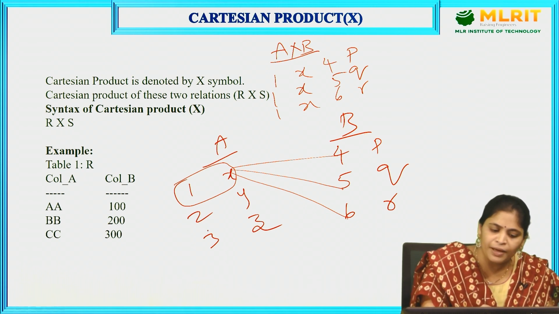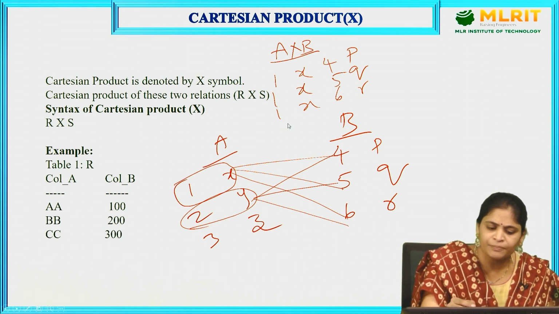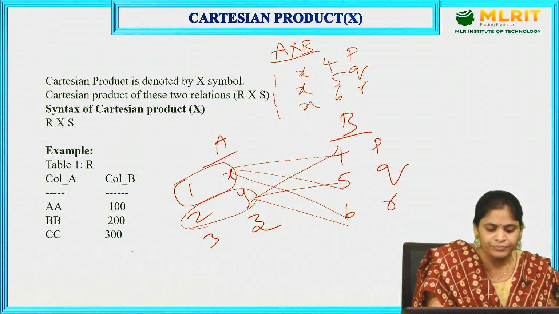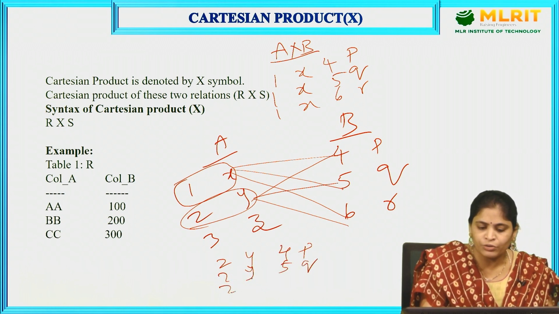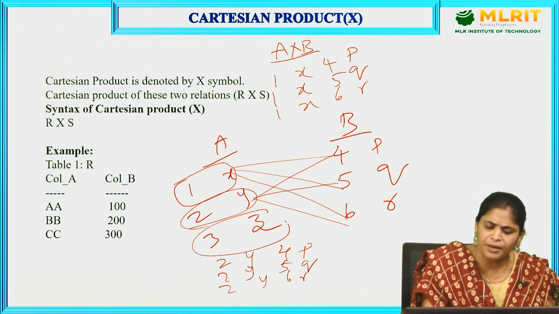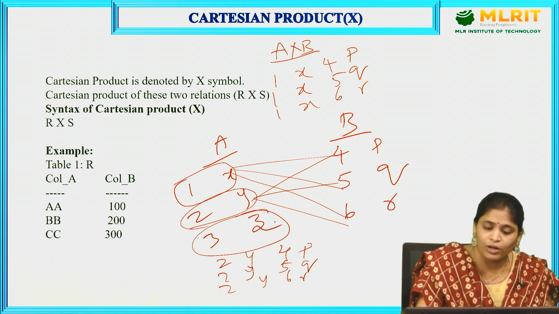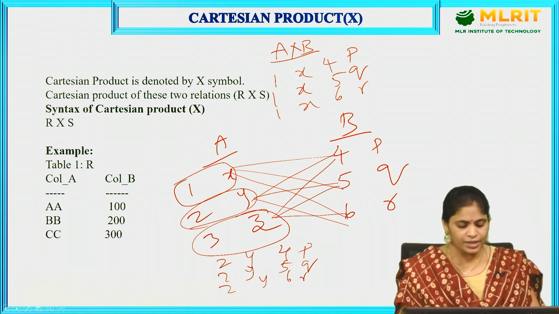In the same manner, the second row will be mapped with all three rows. That means 2y 4p, 2y 5q and 2y 6r. And the third row, in the same manner, will be mapped with all three rows. This is nothing but the Cartesian product.